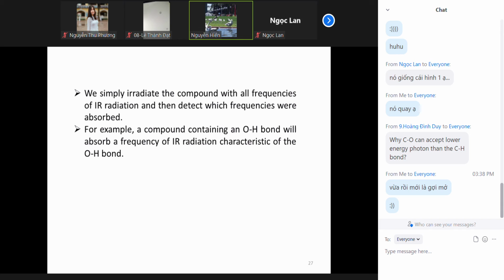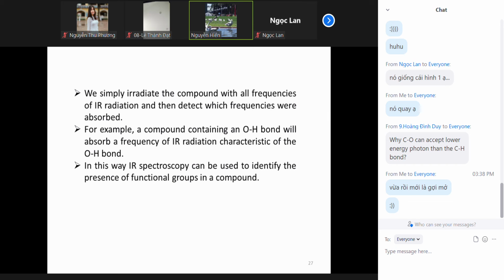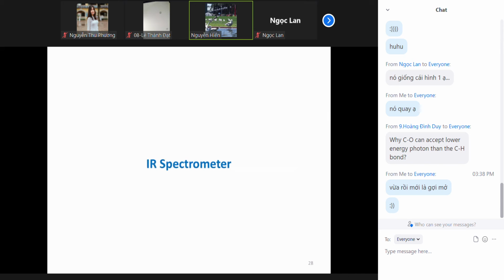For example, a compound containing an OH bond will absorb a frequency of infrared light characteristic of the OH bond. Một chất mà có chứa nhóm OH thì nó sẽ hấp thụ tần số hồng ngoại đặc trưng của nhóm OH. So in this way, infrared spectroscopy can be used to identify the presence of functional groups in a compound. Infrared spectrometer, máy đo phổ.